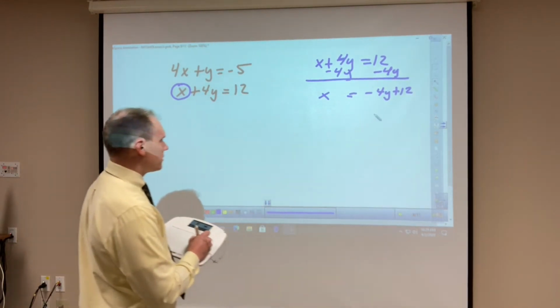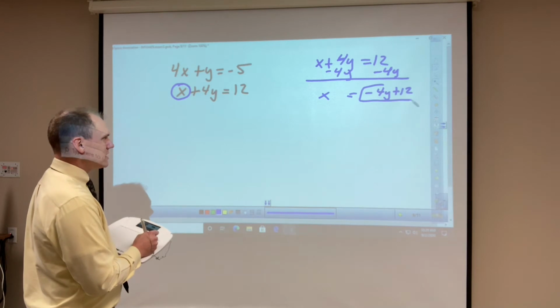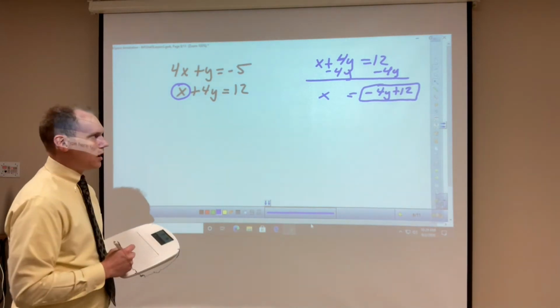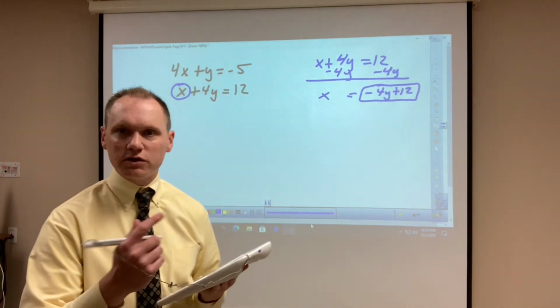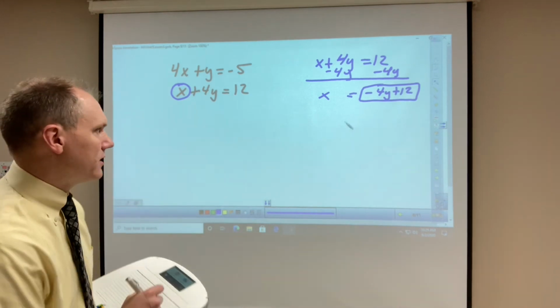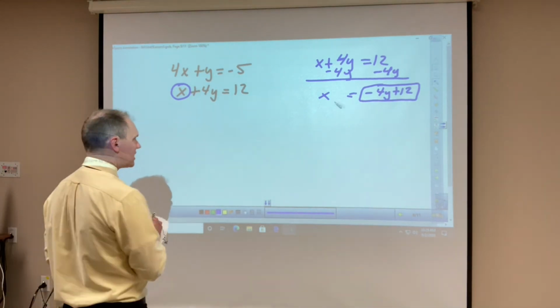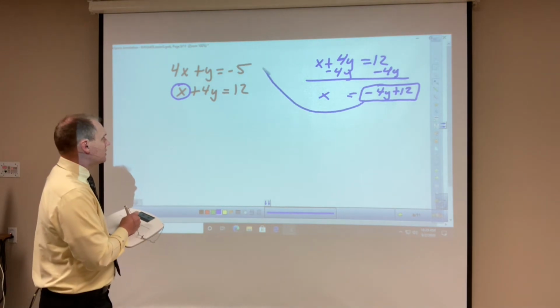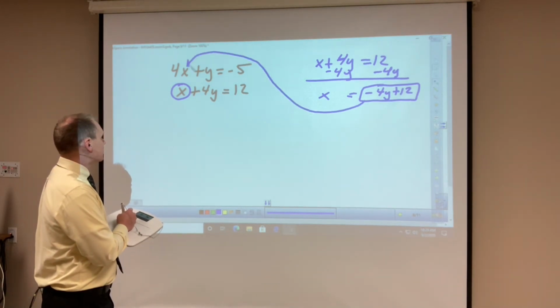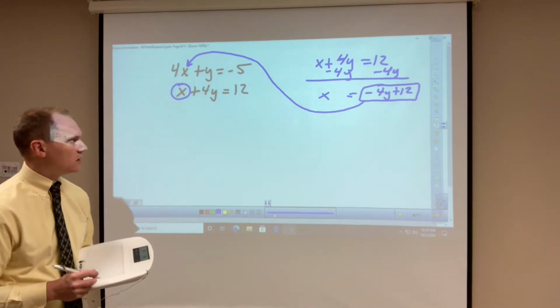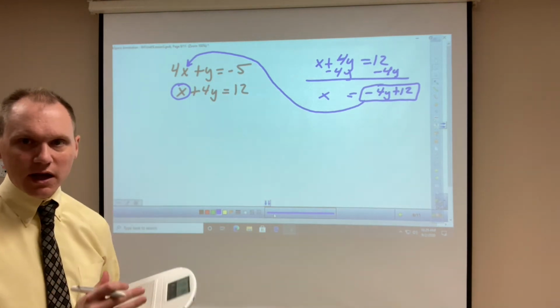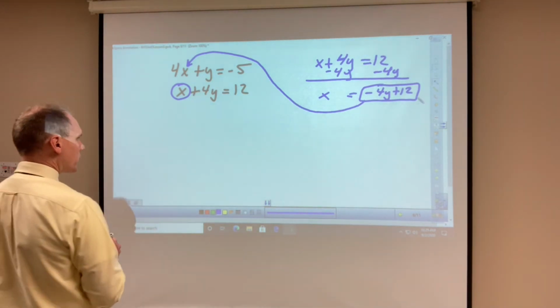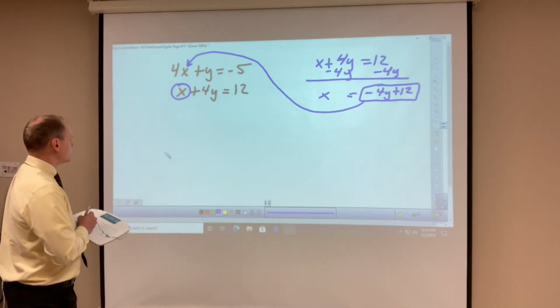So therefore, we can take what x is equal to. X is equivalent to that, so wherever there's an x, we could put that. And that's exactly what we're going to do. We're going to take what we know that x is equal to, and we're going to substitute that into the x up here. So literally, anywhere there's an x in this top equation, we're going to put negative 4y plus 12. So let's do that.